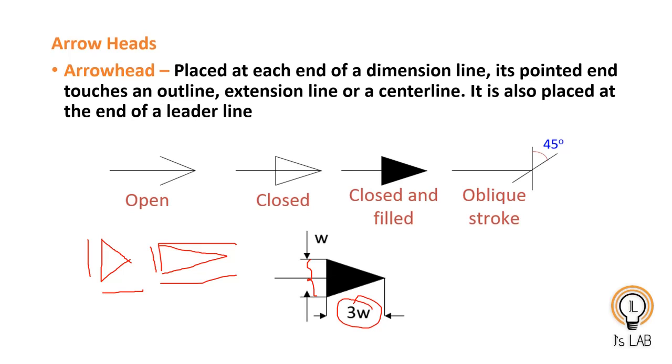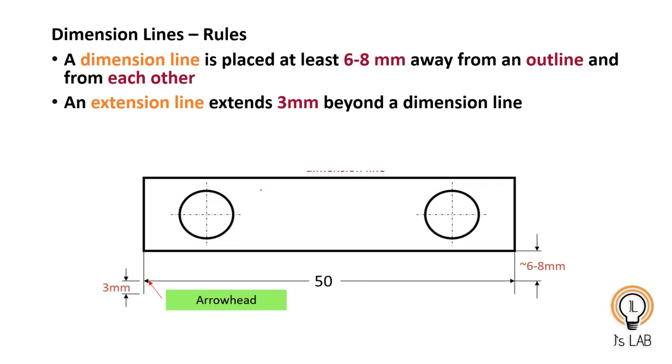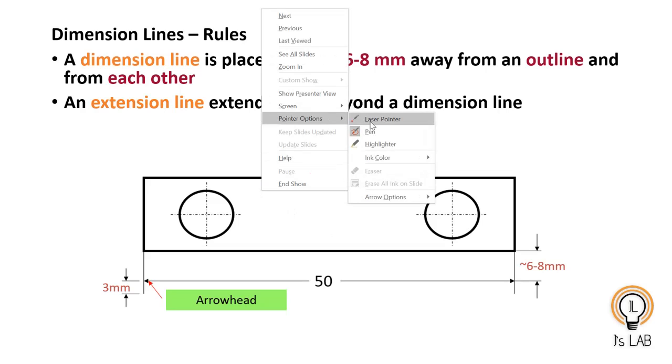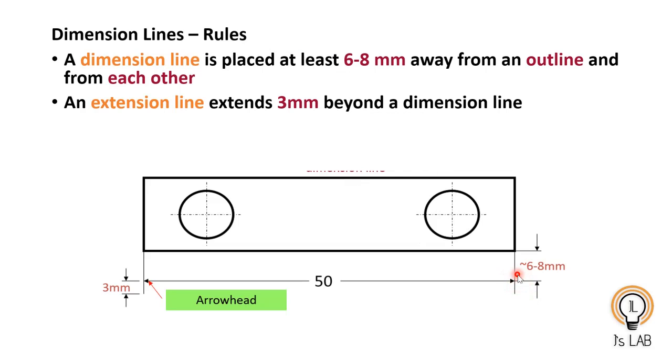That's about arrowhead, and the arrowhead should be there at the end of the dimension lines, and it should touch the outline as well. So you can see here, the arrowhead should touch the outline line. It should not be in any other way.